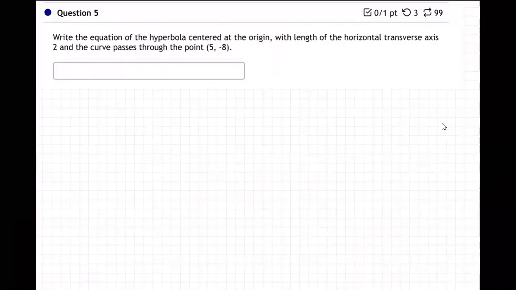Okay, so it's asking us to write the equation of the hyperbola centered at the origin with length of horizontal transverse axis 2, and the curve passes through the point (5, -8). Interesting little question. All right, we don't have to draw a picture, but it'll sure help. I really would suggest it. Not required, but probably very helpful. So I'm going to do that.